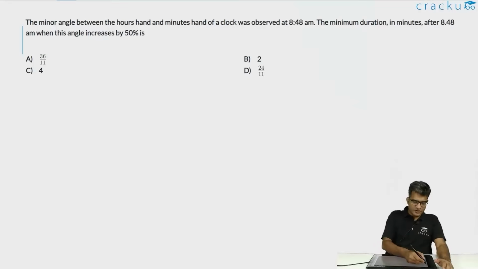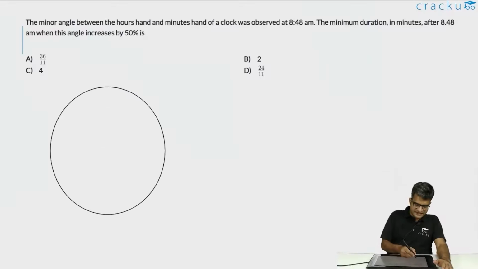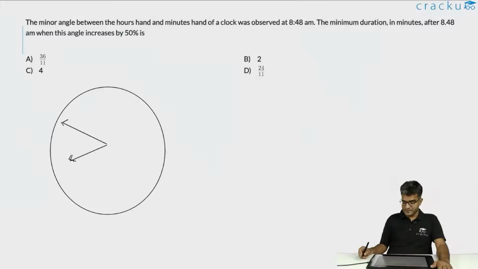In this question, we are told that the angle between the hour hand and the minute hand is observed at 8:48. 8:48 will be something like this. This is 8:48 AM. Now the minimum duration in minutes after 8:48 AM when the angle increases by 50%, that is what we are required to calculate.